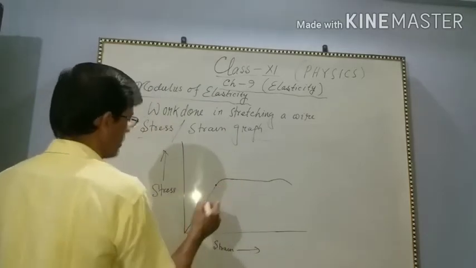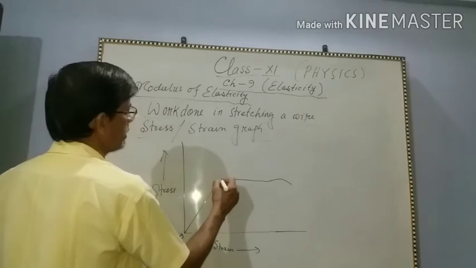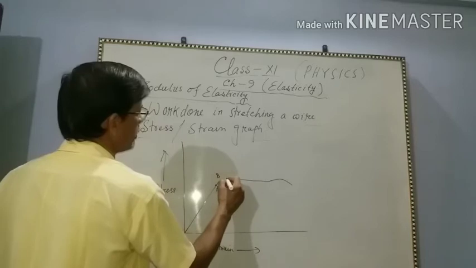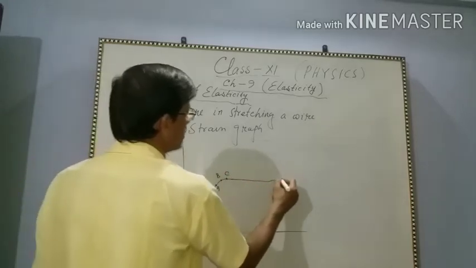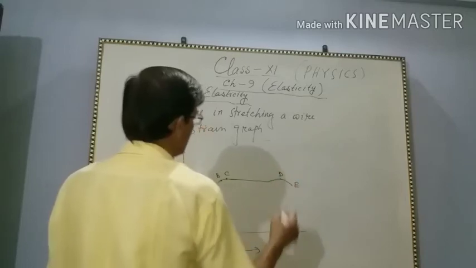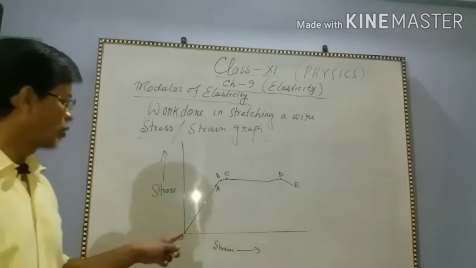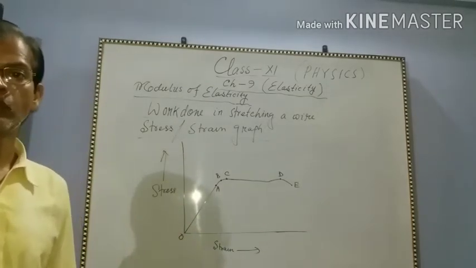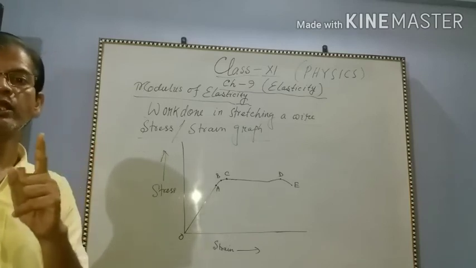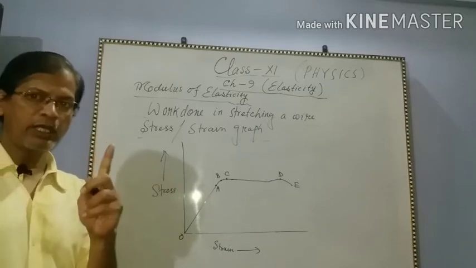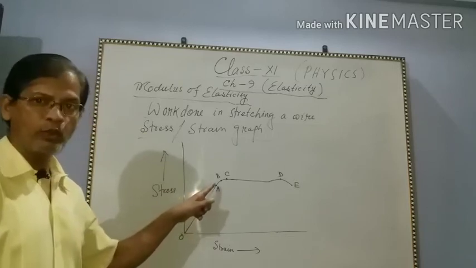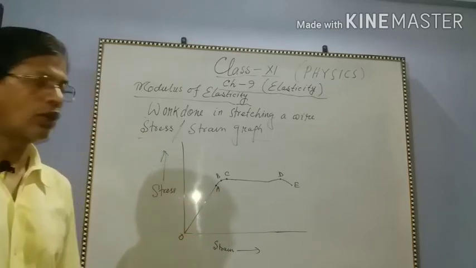Up to this is point A, this is point B, this point is C, this point is D, this point is E. Now you see, from O to A, the graph is a straight line, so it follows Hooke's law. Hooke's law is stress is directly proportional to strain, so the graph is a straight line. So up to A, that means OA, follows Hooke's law.